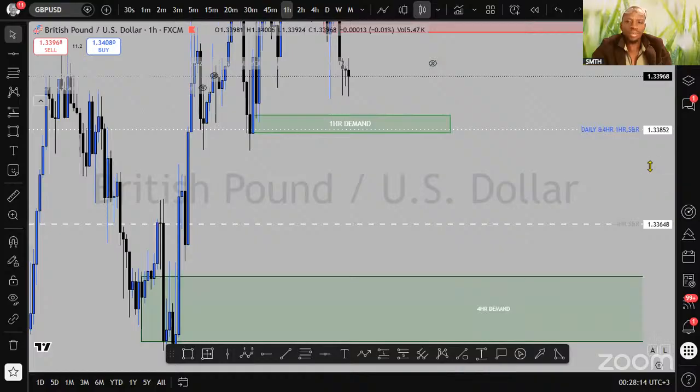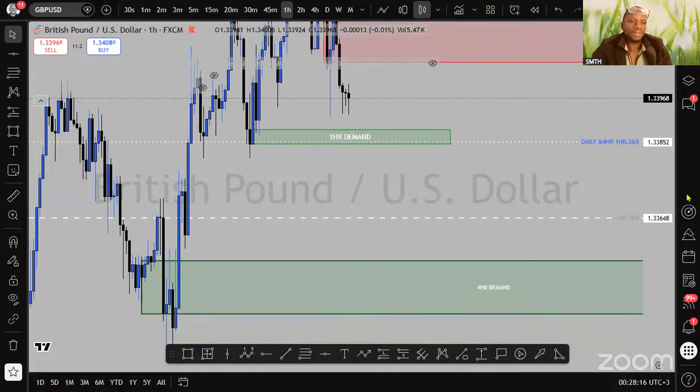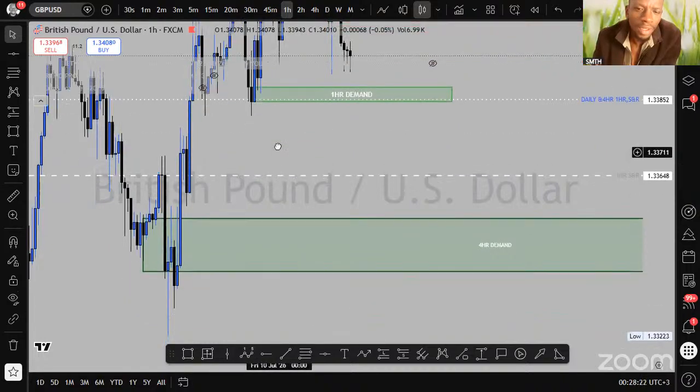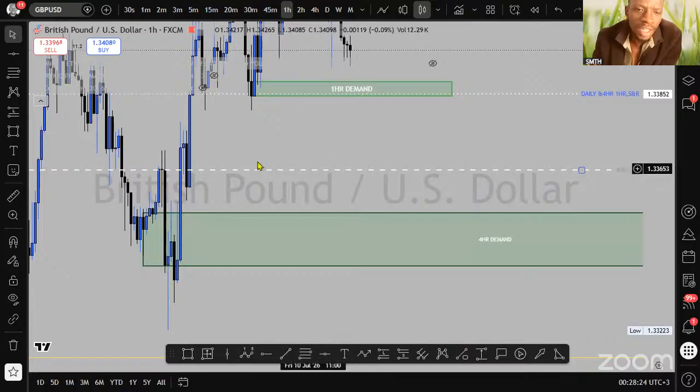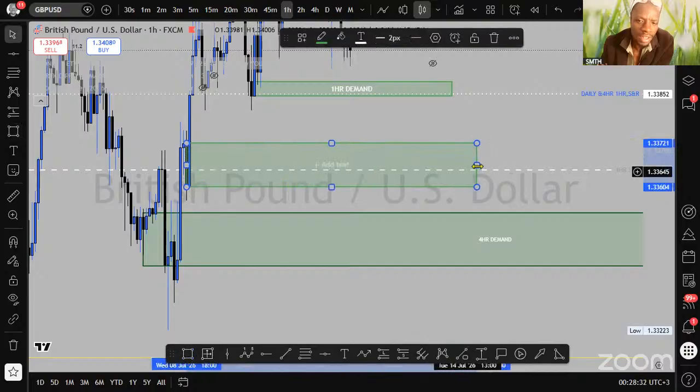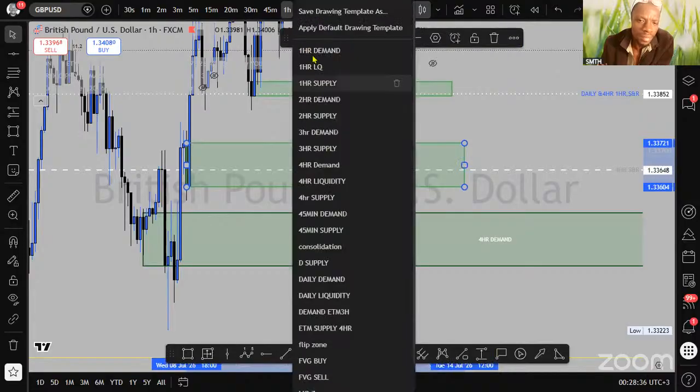Is that my 1 hour demand? Yes. Okay. Now, this one is cutting across this. So if I do something like this, have I covered this area? Yes.